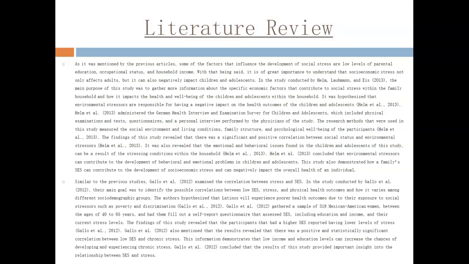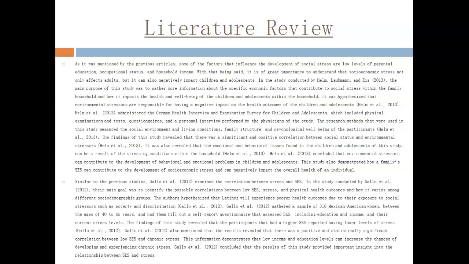administered the German Health Interview and Examination Survey for children and adolescents, which included physical examinations and tests, questionnaires, and a personal interview performed by the physicians of the study. The research methods that were used in the study measured the social environment and living conditions, family structure, and psychological well-being of the participants. The findings of the study revealed that there was a significant and positive correlation between social status and environmental stressors. It was also revealed that the emotional and behavioral issues found in the children and adolescents of the study can be a result of the stressing conditions within the household.